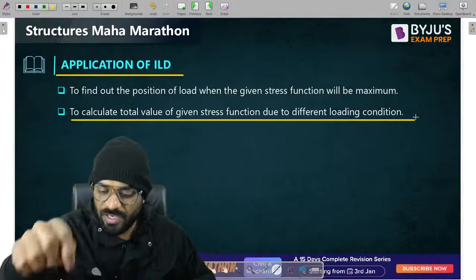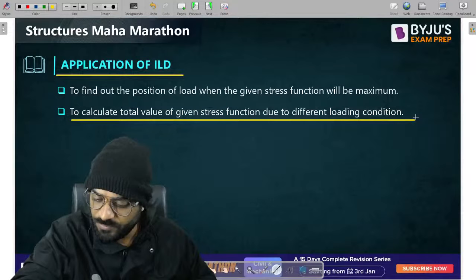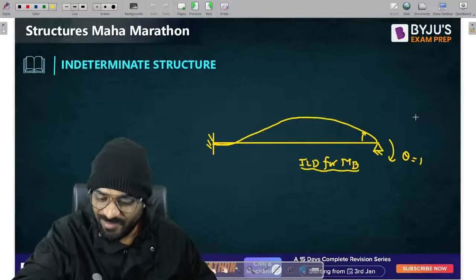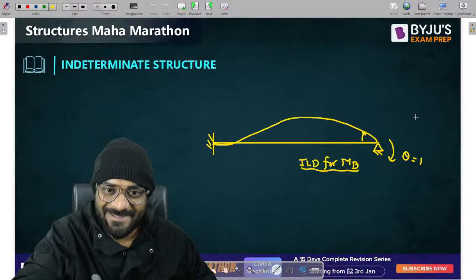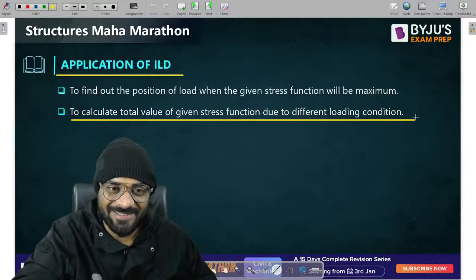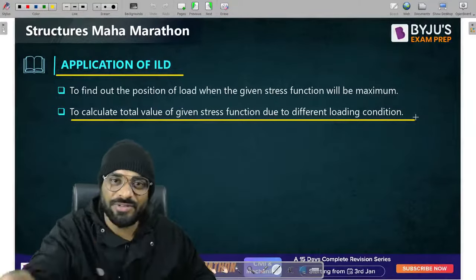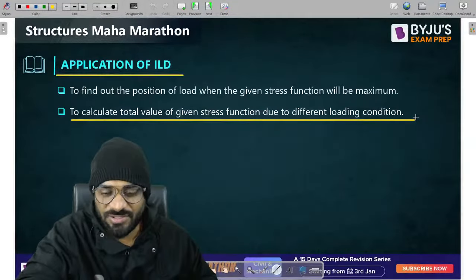guys, if I ask you, so please take the toughest structure example. Toughest means what? Kindly understand these points. If you are able to understand these points, then you are able to solve any question, right? There is no problem.